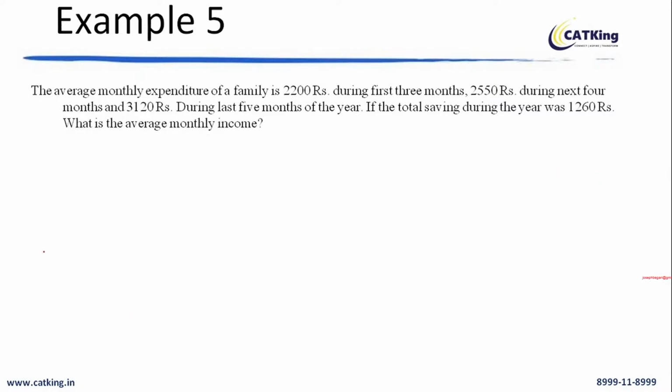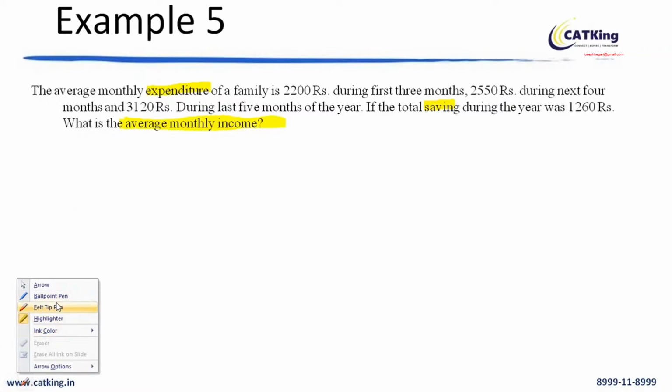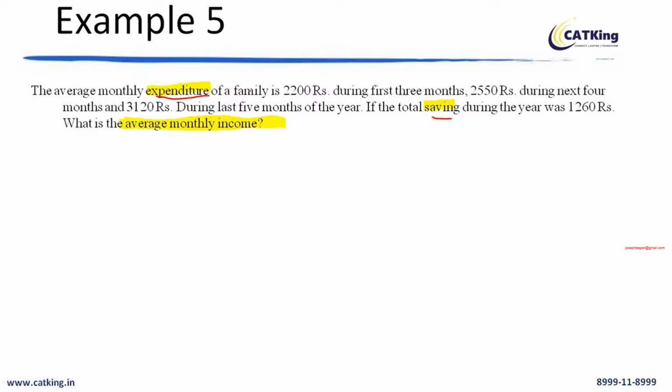Average monthly income will be what? Income is your savings plus expenditure. Monthly income average मतलब जो total income होगा उसको divide by 12 करना पड़ेगा. That will give you monthly income. Because you will have to find out the total income. Total income will be savings plus total expenditure. So you will have to find out the total expenditure.